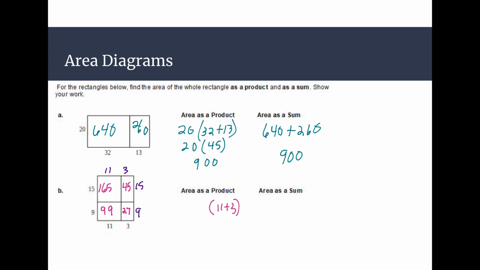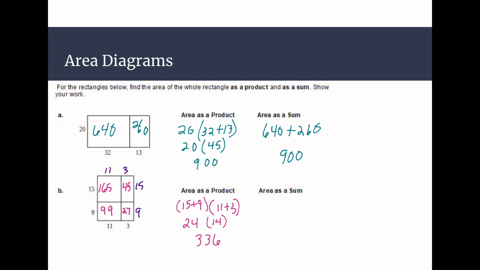But the top now, the side, isn't just a number. It's not just 20. We now have to find that entire side as well, the same way we find the entire side down there. So 11 plus 3 is the bottom here. 15 plus 9 is my left side. So when I add those two numbers, you get 24. When I add these two numbers, you get 14. And that gives us an answer of 336.